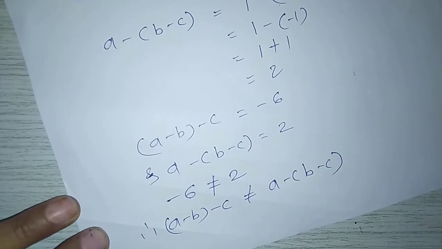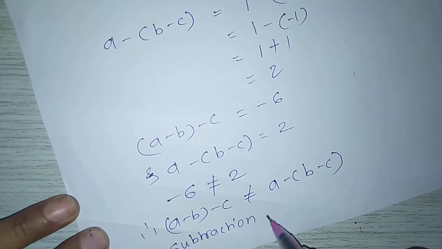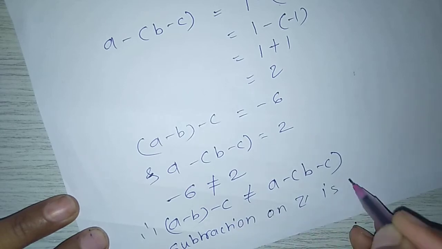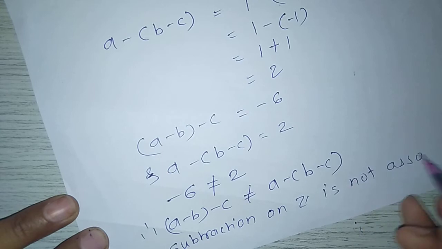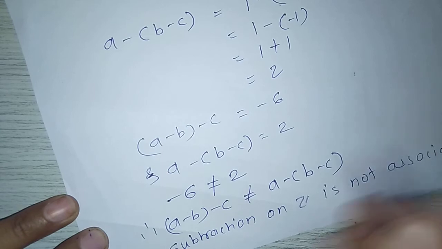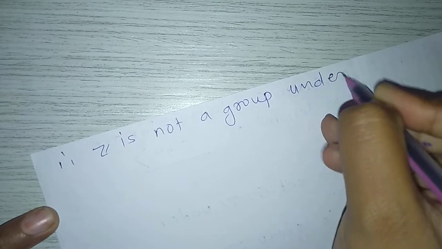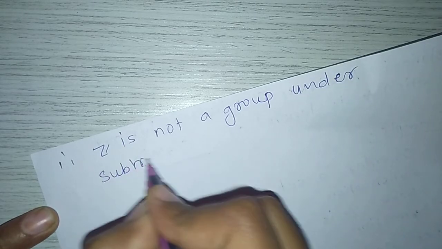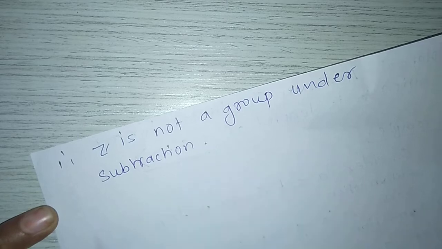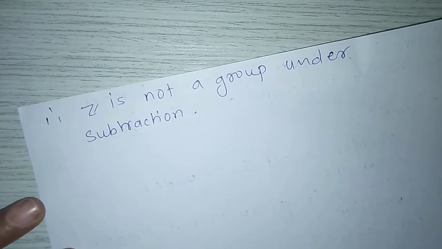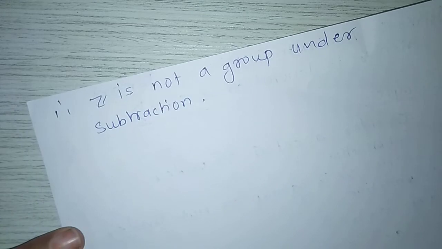Therefore, subtraction on Z is not associative. That's why Z is not a group under subtraction, because associativity does not hold on Z.